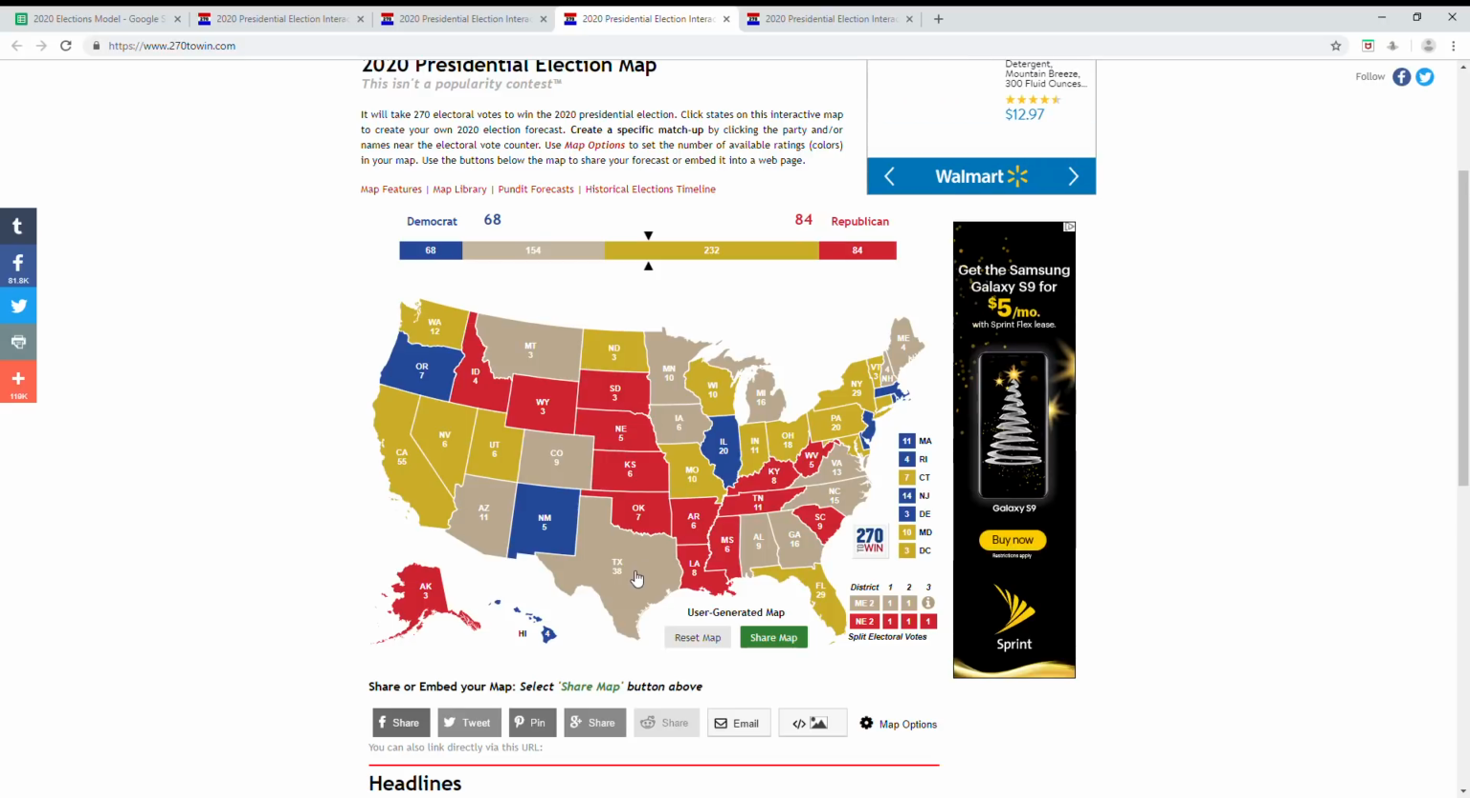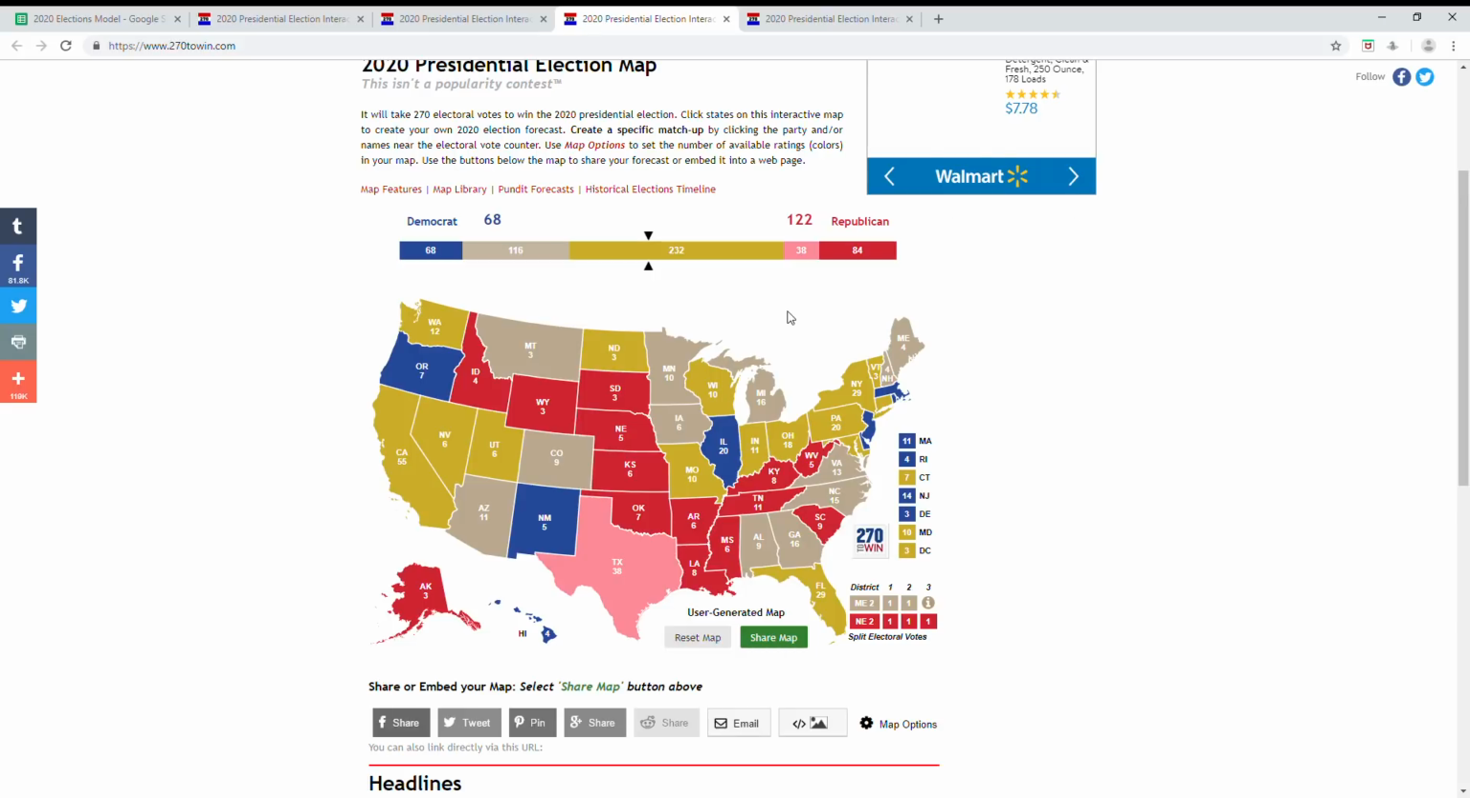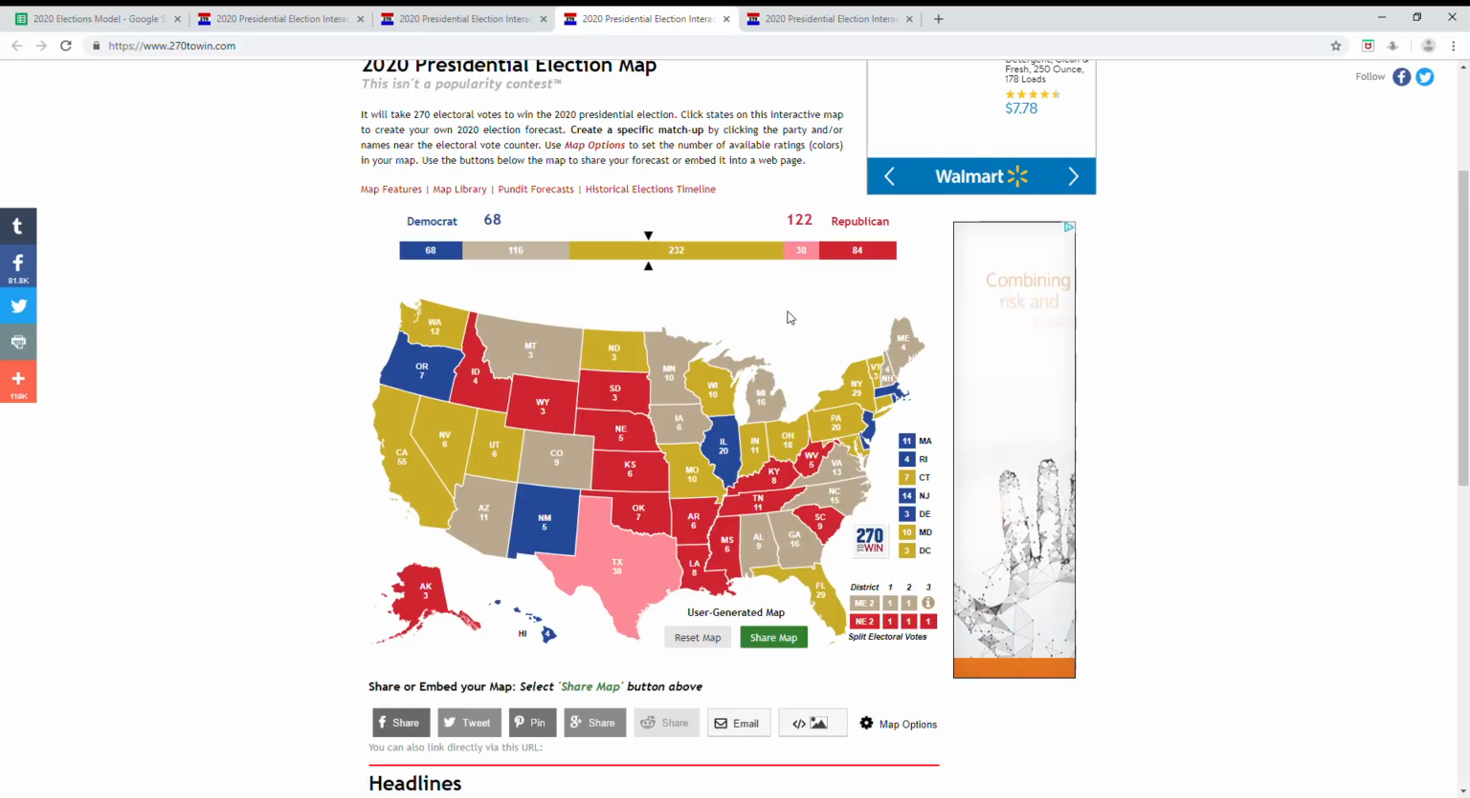But let's go through the states that are unlikely to flip first. So that would be Texas. I'm going to lean it Republican. I think the Republican has enough of an advantage to call the race. Cornyn is maybe not popular, but he's not as hated as Ted Cruz.